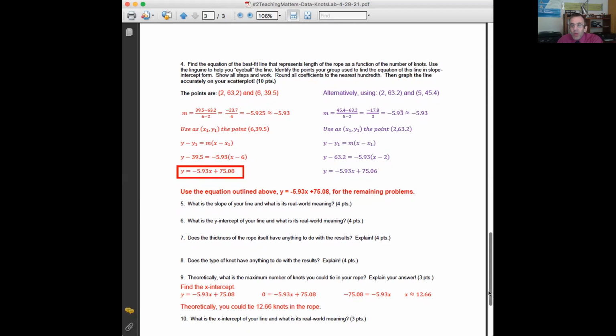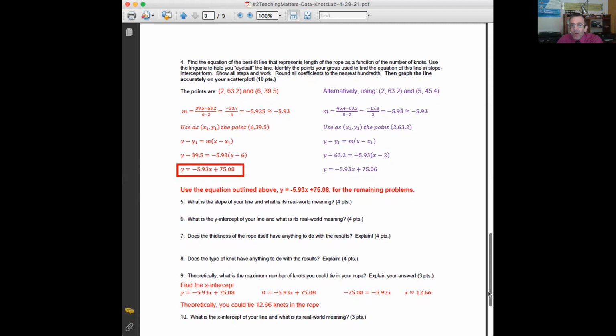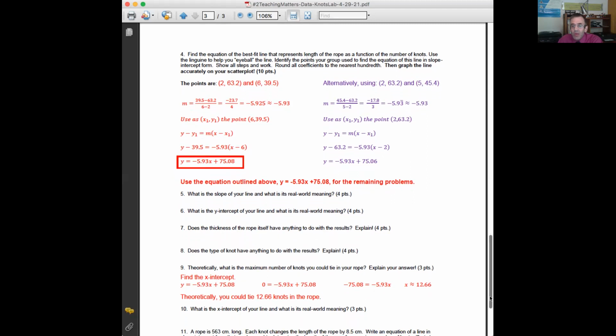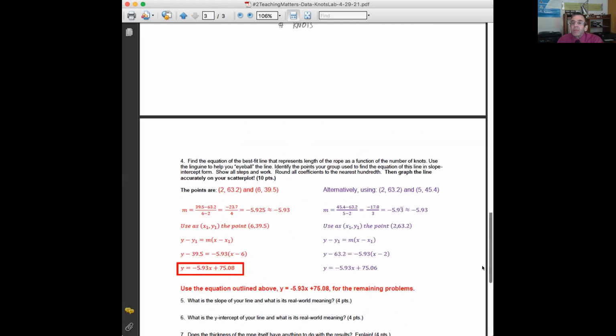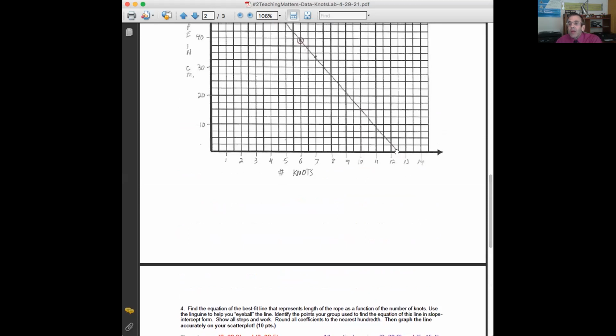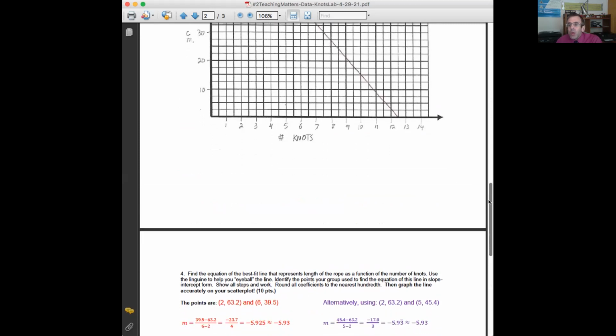But now let's talk about the real world meaning of the x-intercept. Since the length of the rope will be 0 in this particular case, we are saying that we could tie 12.66 knots in the rope and have the length be 0. Now that is an impossibility. You can't have a rope with 12.66 knots in it and have 0 length. And if we go back to the graph, after I graphed the line, we got about 12.5, which is pretty close.